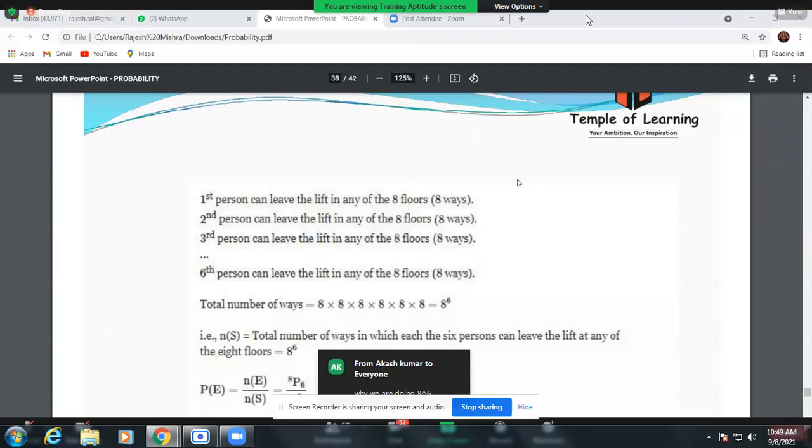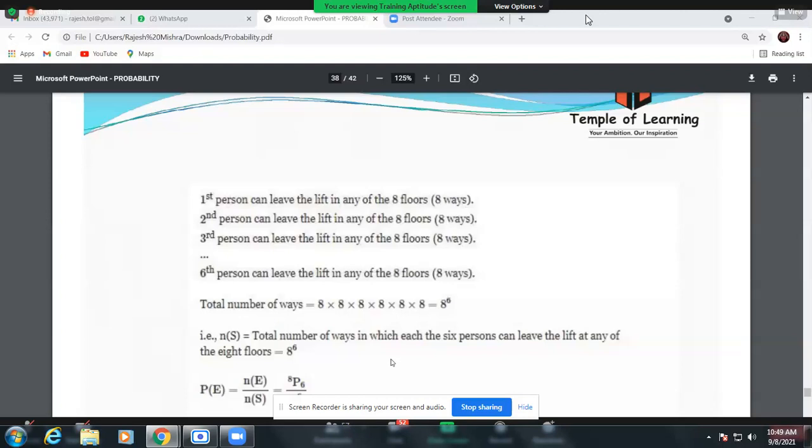Akash sir is saying, why do we do 8 to the power 6? Very simple, Akash. First person, if there is no precondition, suppose visualize yourself to be there. It's a 9-story building. You've taken the lift on the ground floor, and you are entering the lift. You will not enter the lift on the ground floor to reach the ground floor. Will you do that? You would like to go to any of the remaining 8 floors.